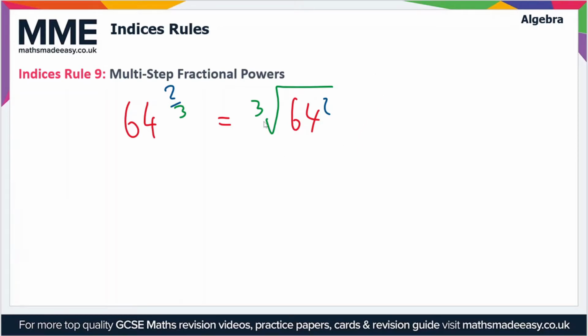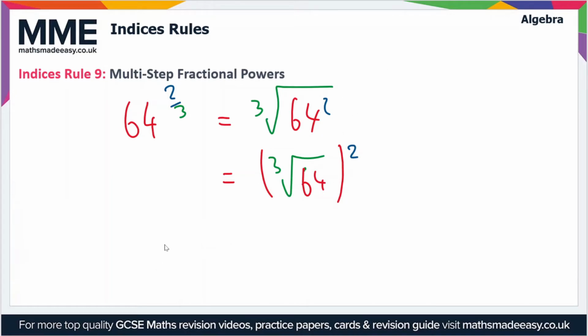So instead, let's rewrite this expression. We can rewrite this as the cube root of 64, all in brackets, and then squared on the outside. So the value of this is the same as the expression above, but using the brackets and the rules of BIDMAS, it makes the calculation much simpler because we're just doing the cube root of 64 and then squaring that result rather than squaring 64, which is going to be a much larger value.